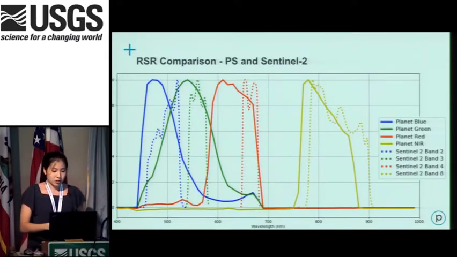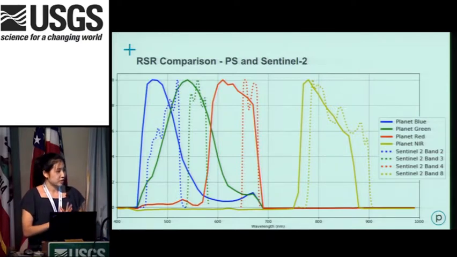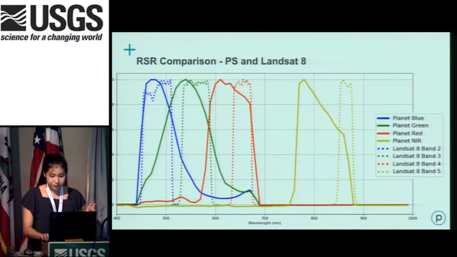So this is an RSR comparison for PlanetScope and Sentinel-2. As many speakers have already said, we notice the broad width of PlanetScope overlaps with the BGRN channels for Sentinel-2, and then a comparison of RapidEye, and then Landsat 8.